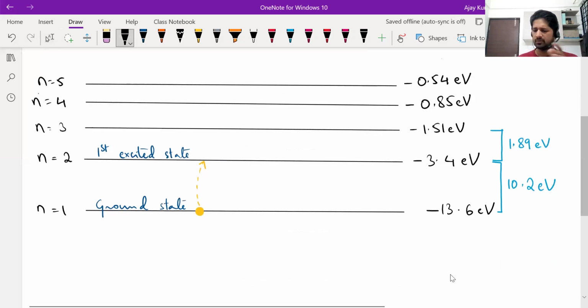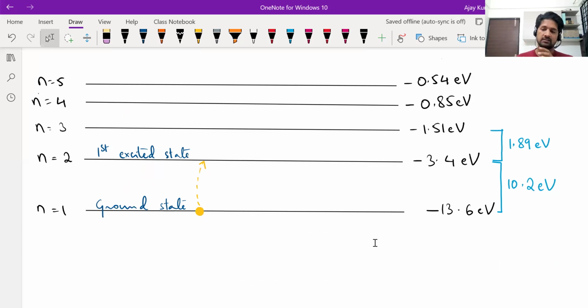So by calculating the energy of two particular orbits, you can tell how much energy the electron will require to jump from a lower orbit to a higher orbit. You can also tell how much energy it will release when it jumps from a higher orbit to a lower orbit. Let's quickly solve one problem based on this.